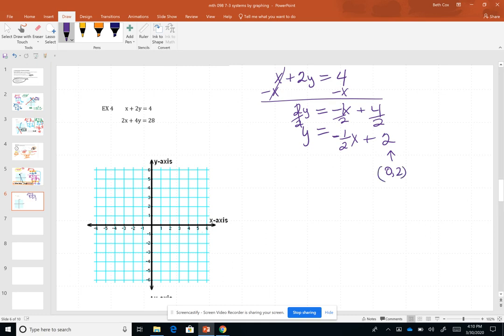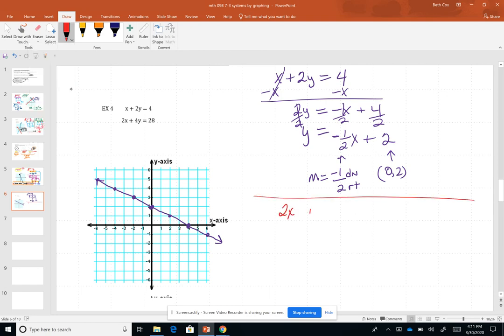So that's 0, 2. And then my slope is negative 1 over 2, which my rise is negative, so it's going to be down and right. All right, so 0, 2 is here. And I go down 1 and right 2. Down 1 and right 2. So there's my line. I can go the other direction. And there we go. That's the first one.